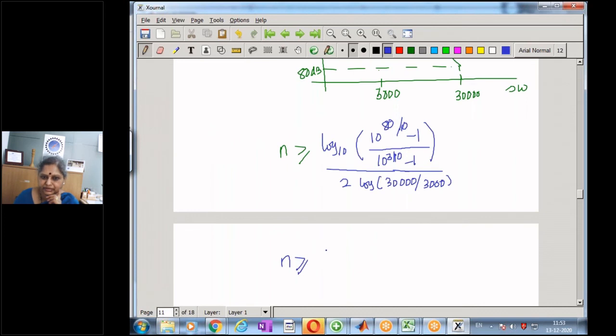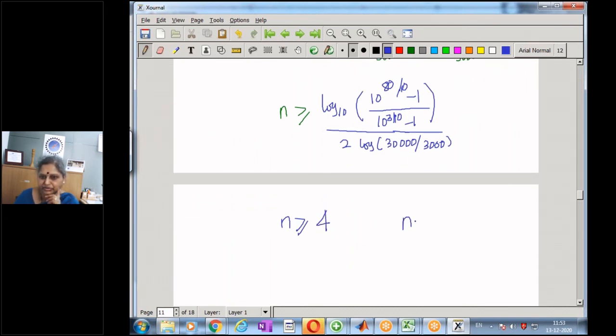So I get my order of the filter as n equal to 4. Of course, it has come out to be 4.001. We can take n as 5 if required, but n equal to 4 is fine. So this is what we have as the order of the filter.